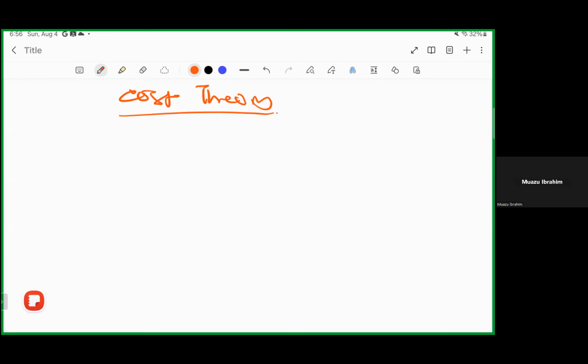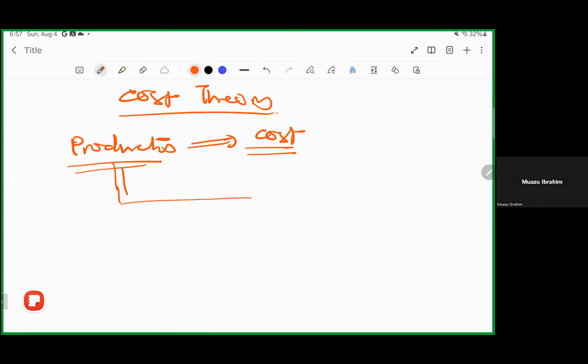Okay. So last week we looked at issues around production. And this week we are going to look at issues around the cost side. Because to be able to produce, you need to incur certain costs to produce a certain amount of output. So we are going to look at that particular aspect of the cost that firms incur in an attempt to produce their goods and services.